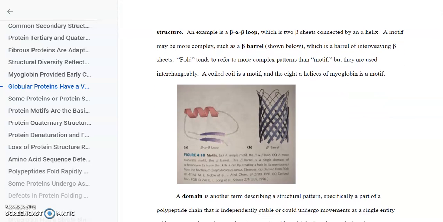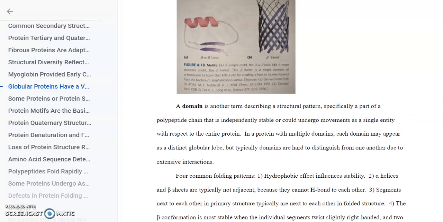A motif may be more complex, such as a beta barrel, shown below, which is a barrel of interweaving beta sheets. Fold tends to refer to more complex patterns than motif, but they are used interchangeably. A coiled coil is a motif, and the 8 alpha helices of myoglobin is a motif.